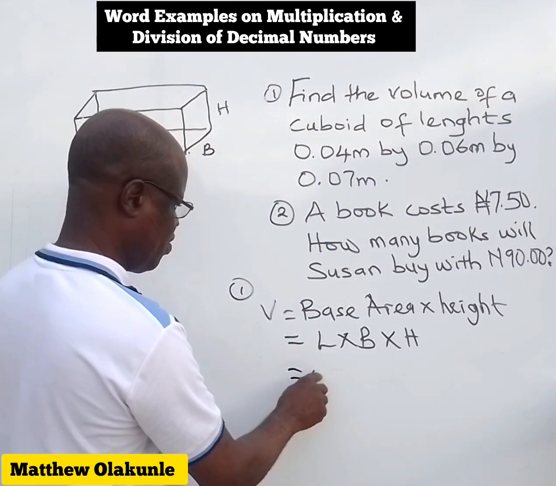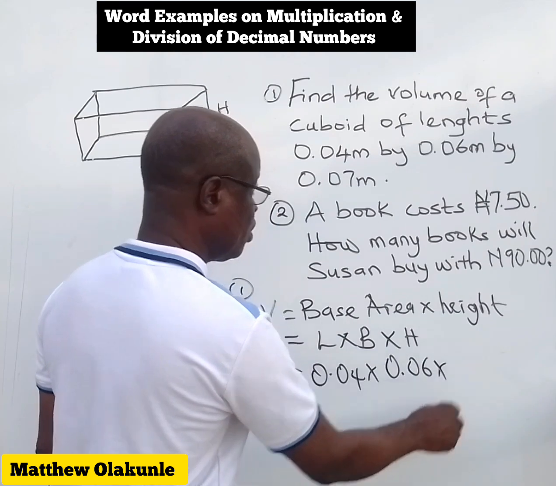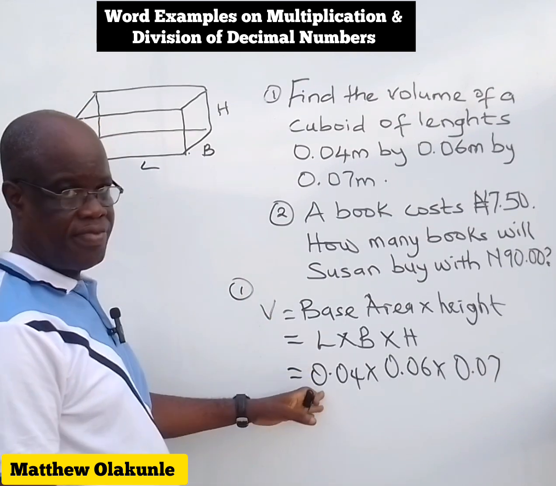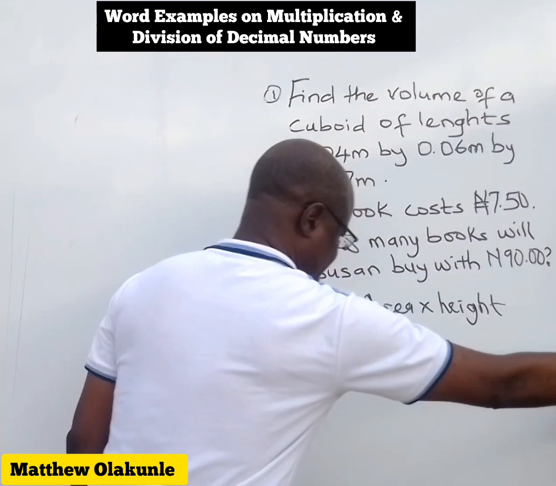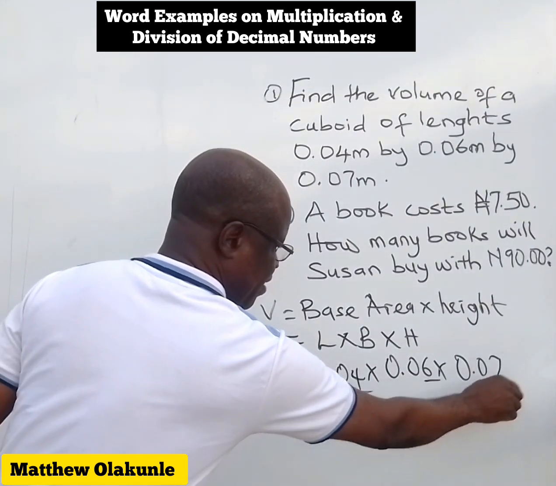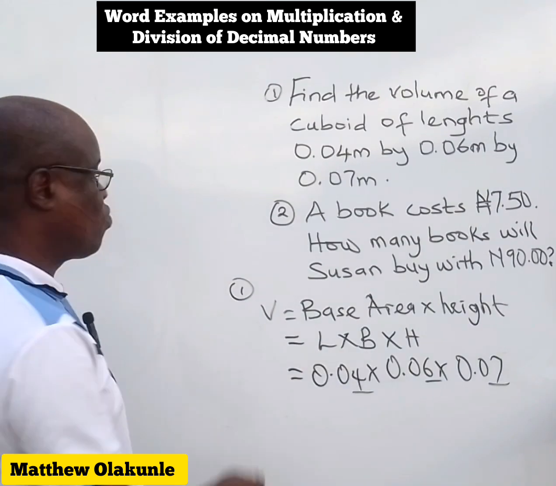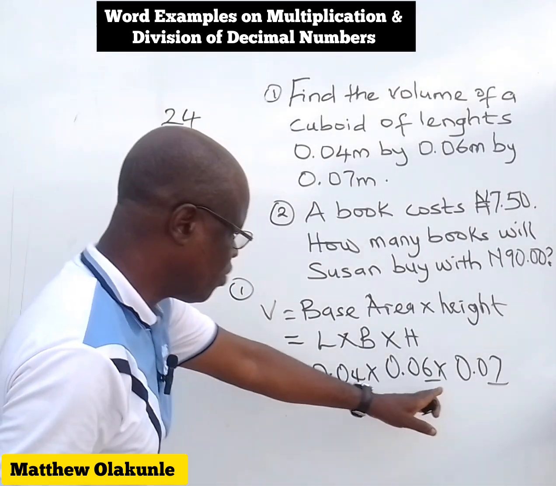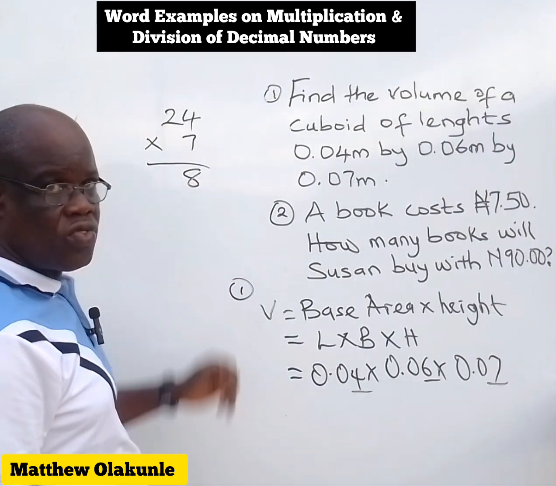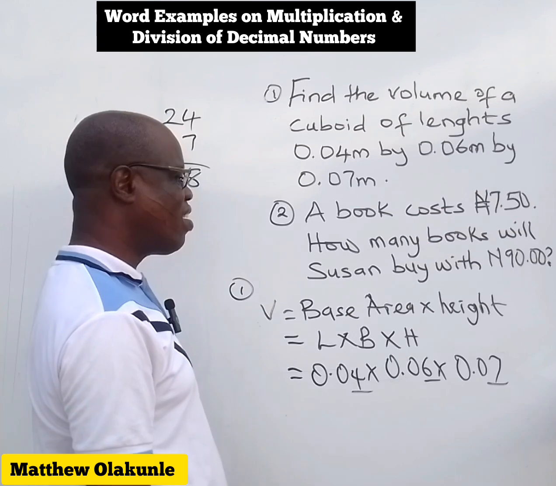So we have 0.04 multiplied by 0.06 multiplied by 0.07. So this is where we have to know what to do. In this case, for you to multiply this, you simply multiply the digits, since we have a 0.0 here, 0.0 here, 0.0 here. So multiply 4 times 6, that's 24. Then multiply 24 by 7. 7 times 4, 28. You need 2. 7 times 2, 14 plus 2, 16. So you have 168.